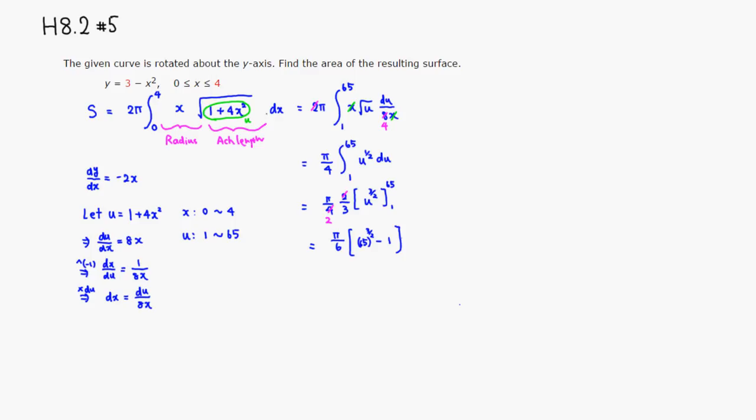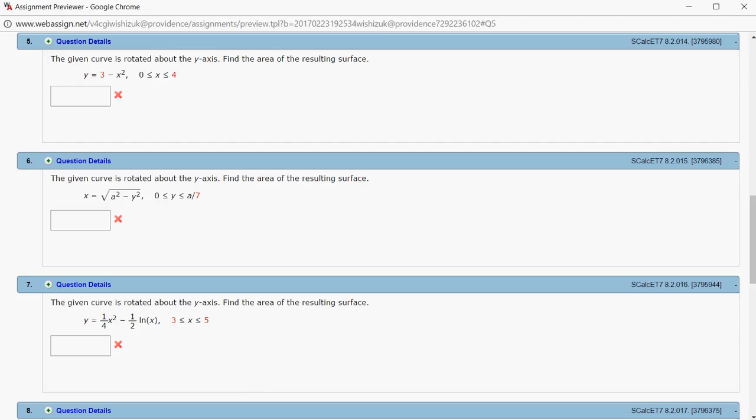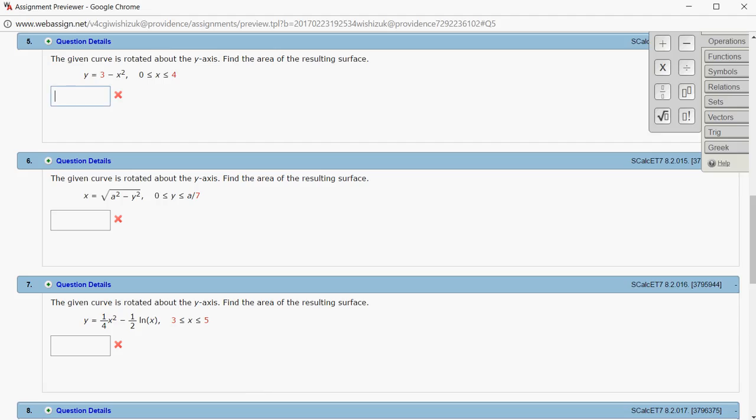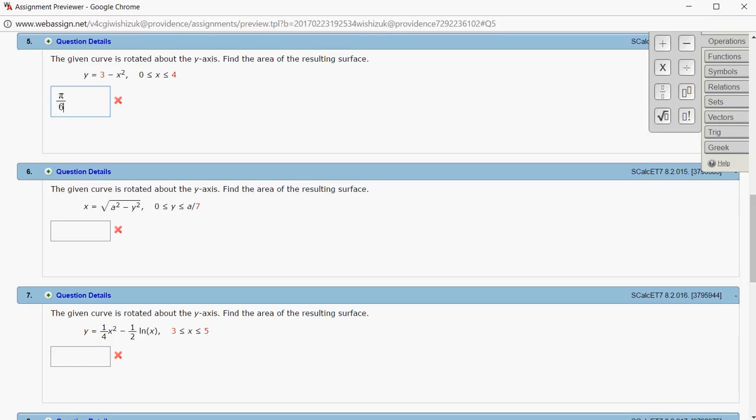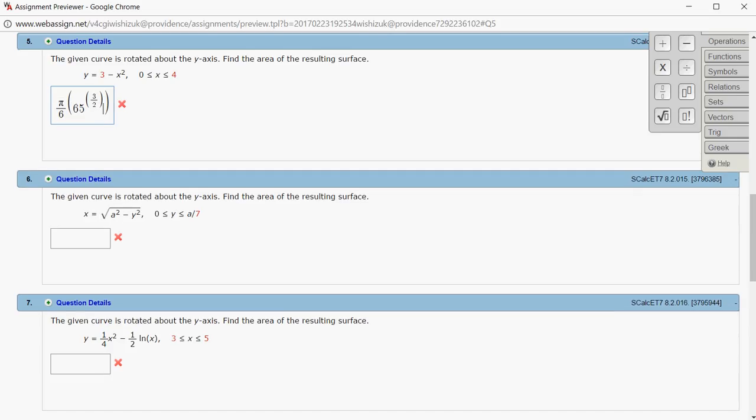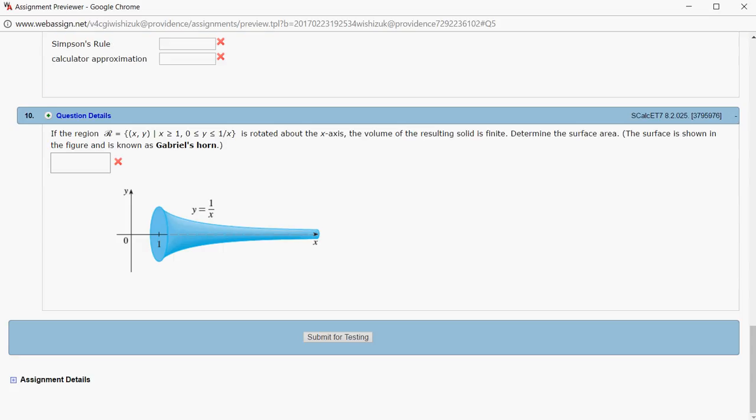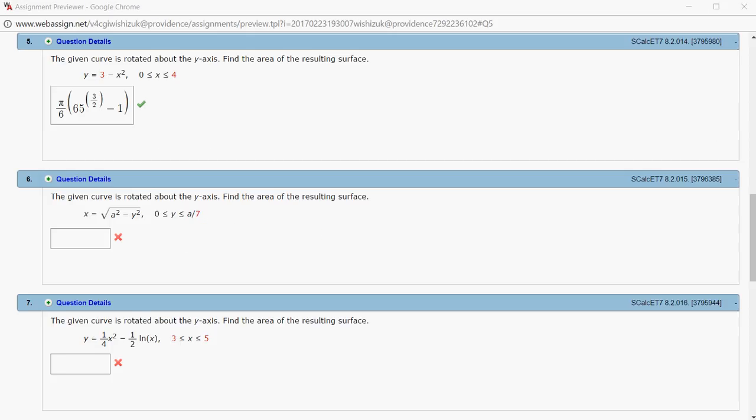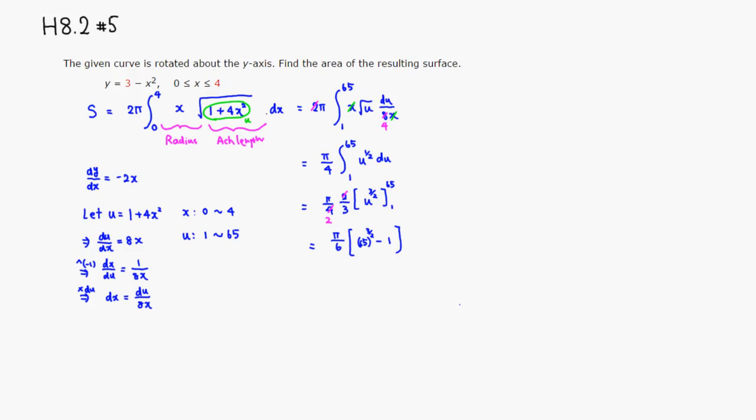All right, let's type it in. We got the pi over 6, then we have 65 raised to the 3/2 power minus 1. Let's see if it takes that answer. Submit for testing. It came back and looks like we got this one correctly.